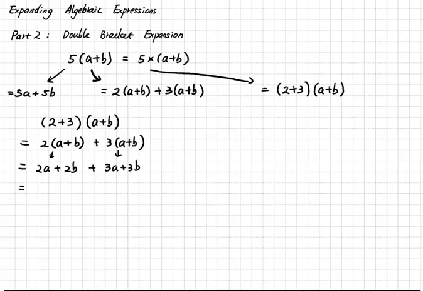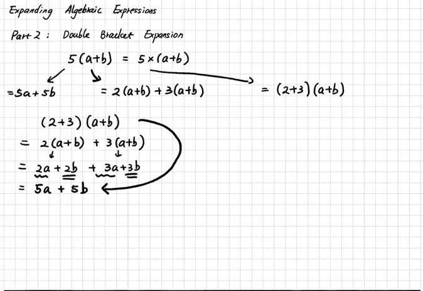Now we can continue and collect the like terms. So 2a and 3a will give us 5a. 2b and 3b will give us 5b. Now, expanding double brackets means we are going from this bracket times bracket to the final steps. Let's have a look at the shortcut.